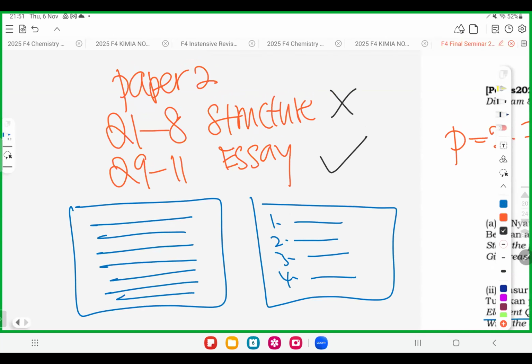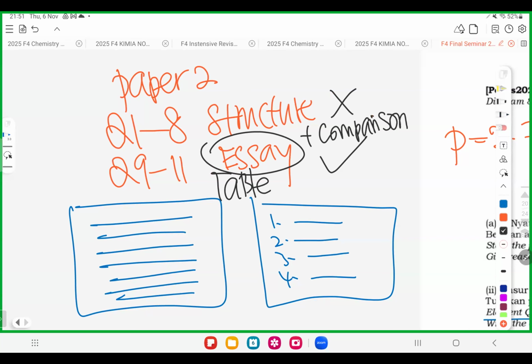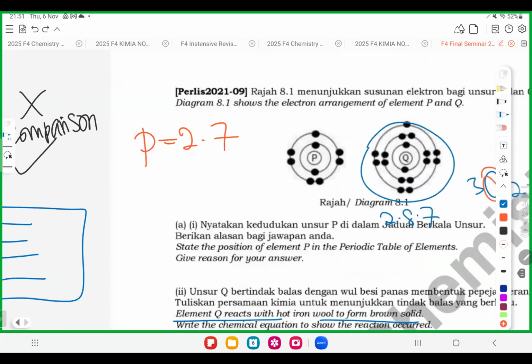But structure question, don't do that. Don't ever use point form in your structure question. Okay, second thing. Can you use table in the question? Yes. If the question is essay and the question asks you to do some comparison, then you can use a table, no problem. Structure question cannot use table at all. So that's it. Okay, all right.